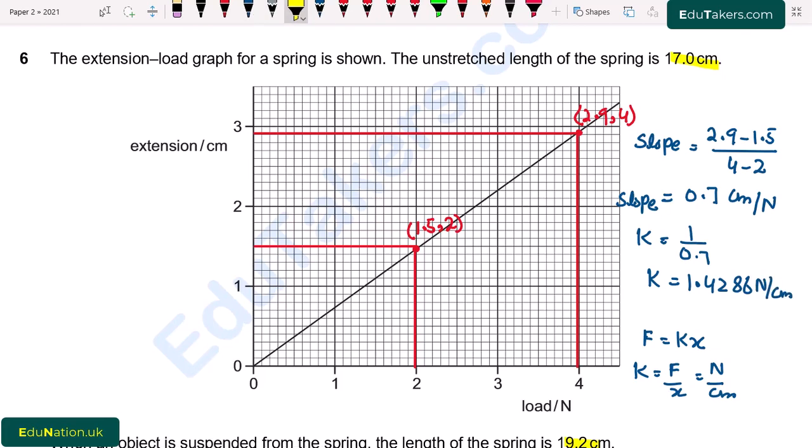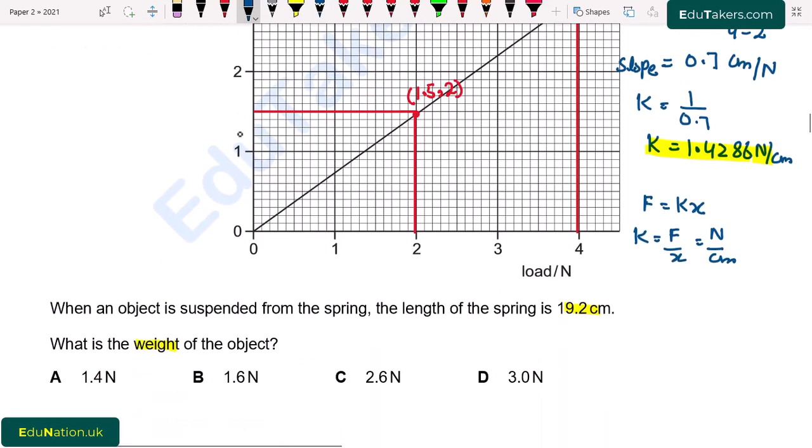We will use this value of K, and then we also have to find out the value of extension. First of all, the unstretched length is given, which is 17.0 centimeter, and when the object is suspended, the length increases and it becomes 19.2 centimeter. So extension will be the difference of both of these lengths. It will be equal to 19.2 minus 17, which is equal to 2.2 centimeter.